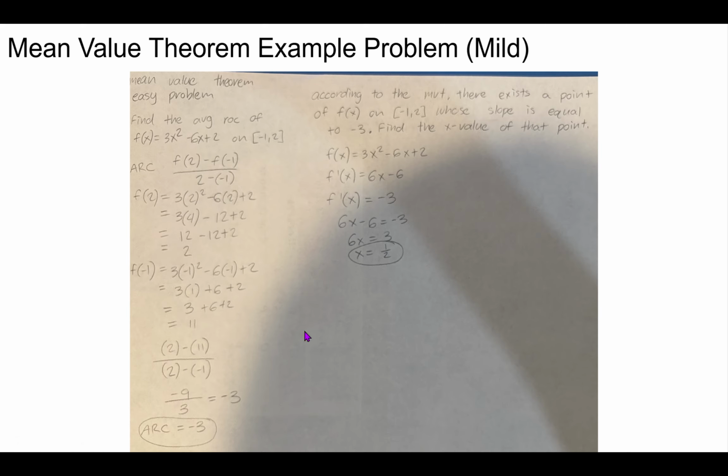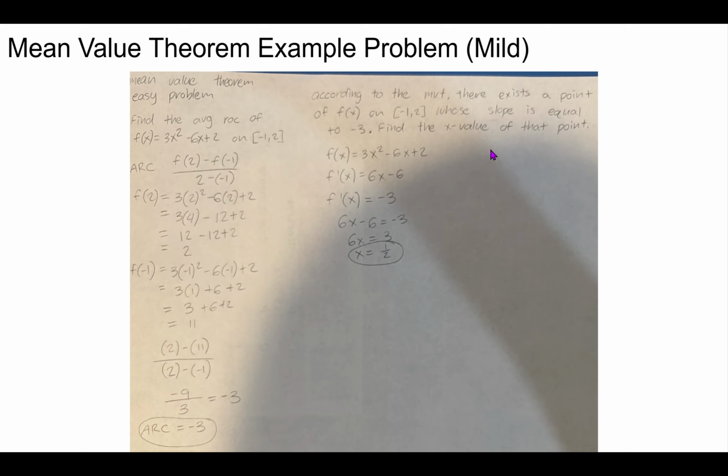According to the mean value theorem, there exists a point of f of x on this interval that we were just talking about, whose slope is equal to -3. Find the x value of that point. So, since we know that this -3 is the average rate of change, then according to the mean value theorem, there must exist this point.